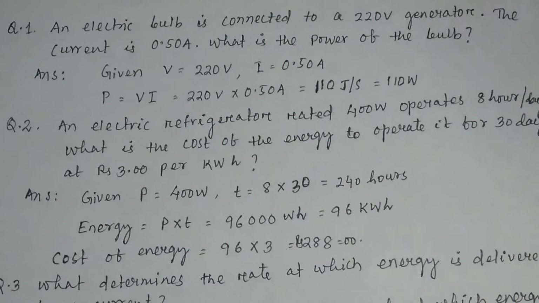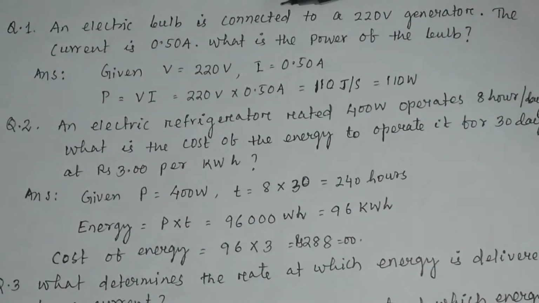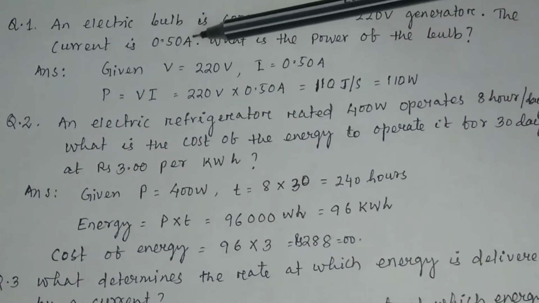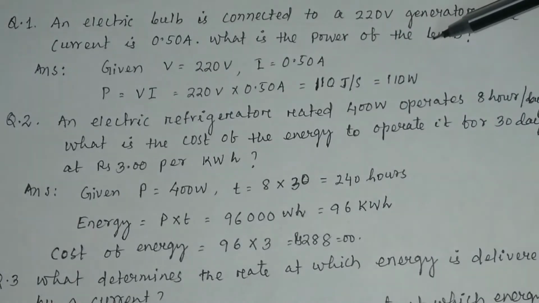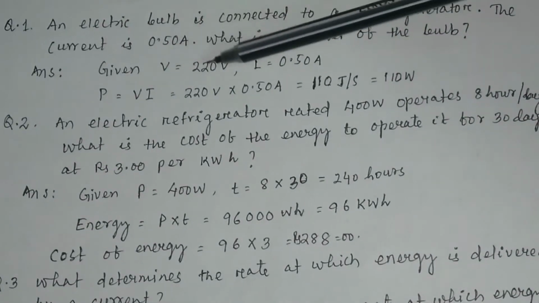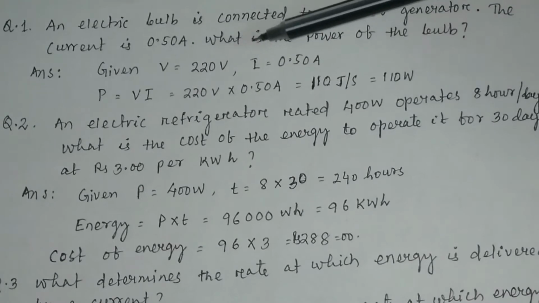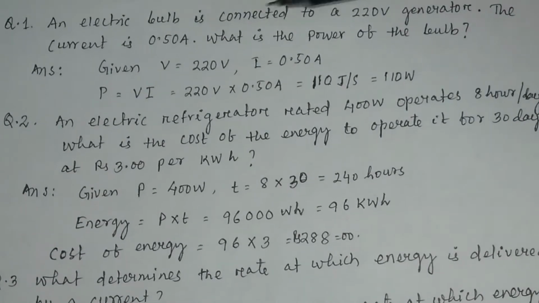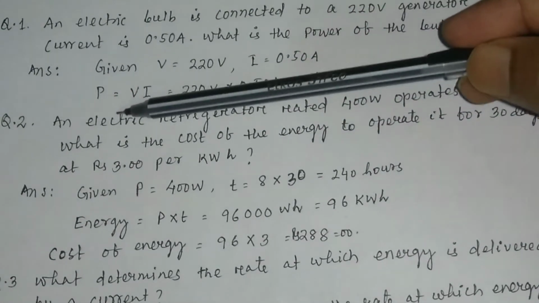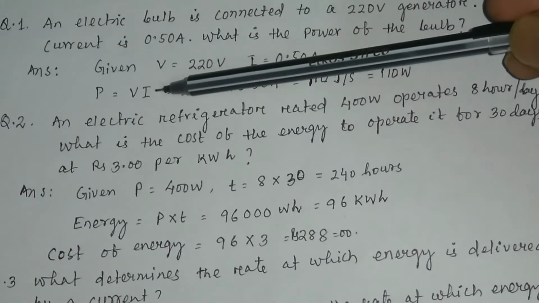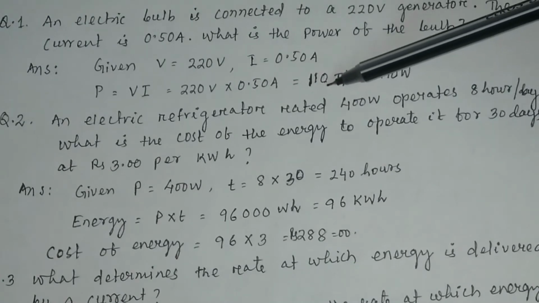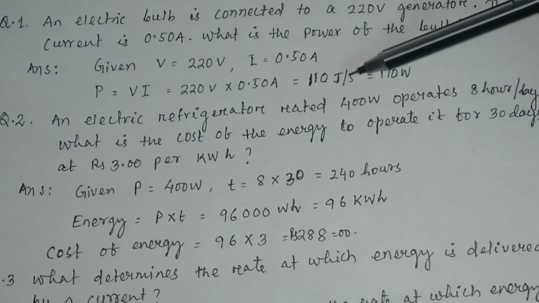Now let us work out some problems. An electric bulb is connected to a 220 volt generator. The current is 0.5 ampere. What is the power of the bulb? It is a very simple problem. Potential is given 220 volt. Current is given 0.5 ampere. So power is equal to potential into current. P equal to V into I. Just multiply 220 with 0.5. This will be equal to 110 joule per second, or it is equal to 110 watt.